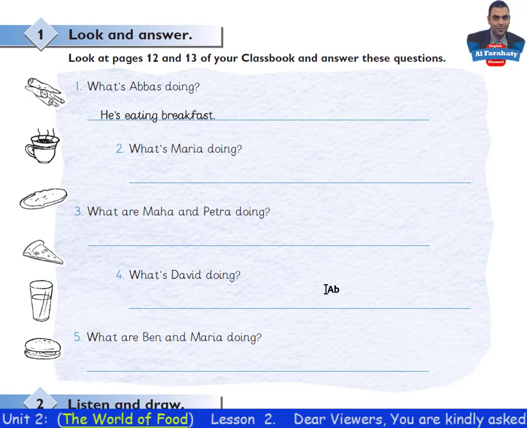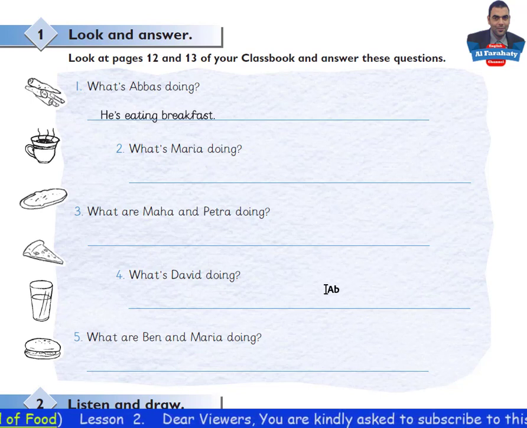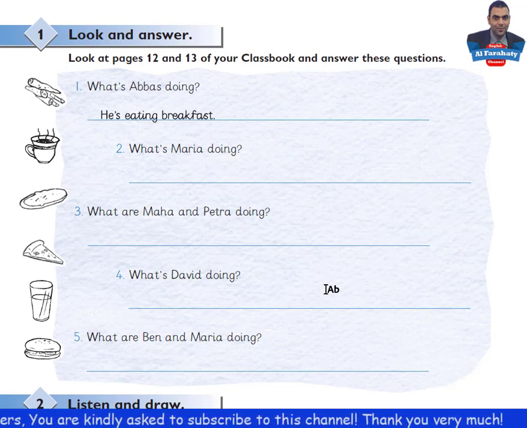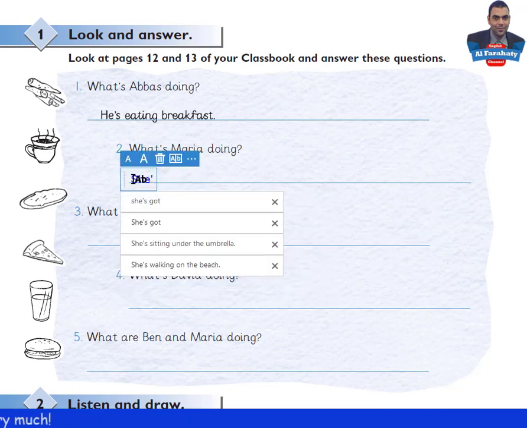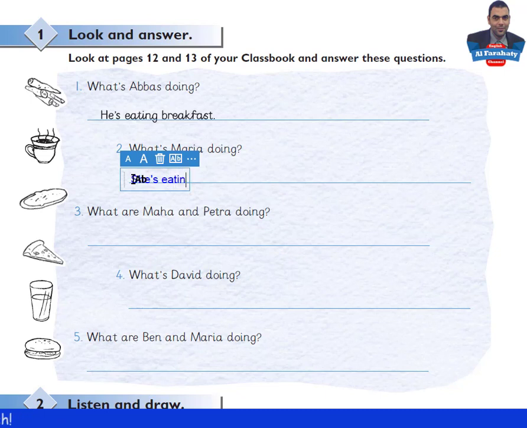Hello again. I'll write the answers in order to check yours. If you look carefully at the 2 pages, and if you look at the clocks, you will find that Maria is eating dinner. She's eating dinner.